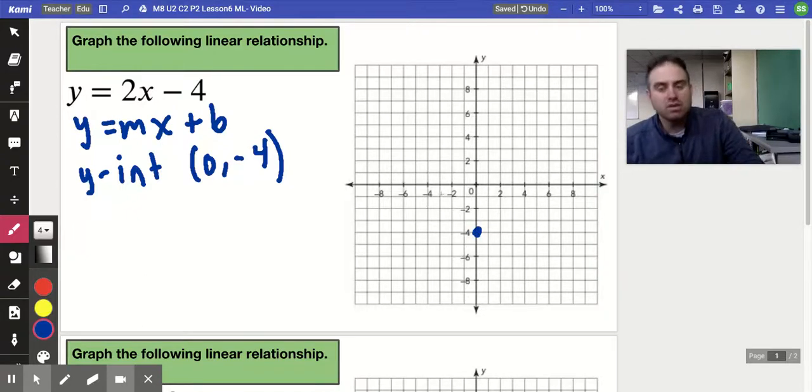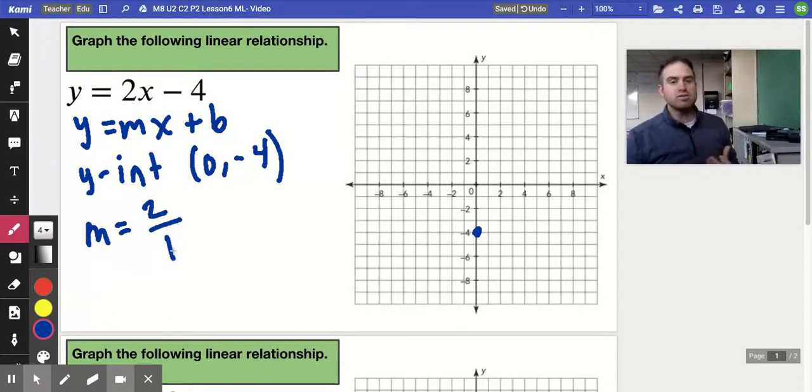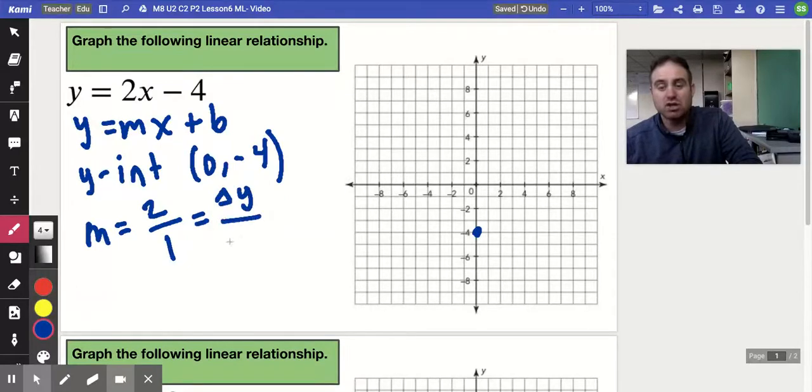Now, the next thing we need to know is what is our slope? So our slope is equal to 2 in this case. But more specifically, it's equal to 2 divided by 1. And the reason why we like to make it into a fraction, 2 divided by 1, is because we've been talking about slope for all this time as change in y divided by change in x.